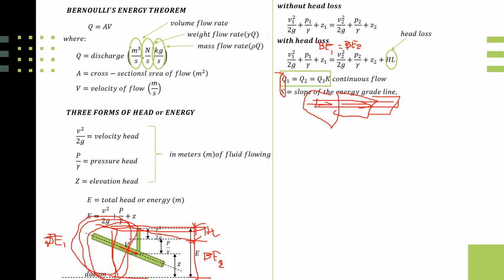Yan. S is for slope of the energy grade line. So, ito yung maging formula natin. S is equal to HL over L. Yan. Natandaan na nyo itong mga formula na to. Lahat talaga. Ito na lang ito. Itong Q is equal to AV. Ito, na may head loss. Tapos ito. Kailangan nyo to. So, kailangan nyo lahat yun.